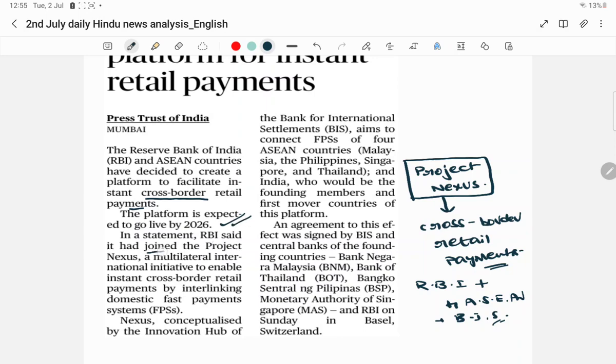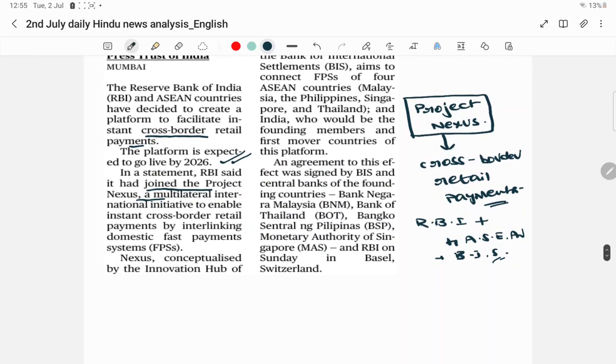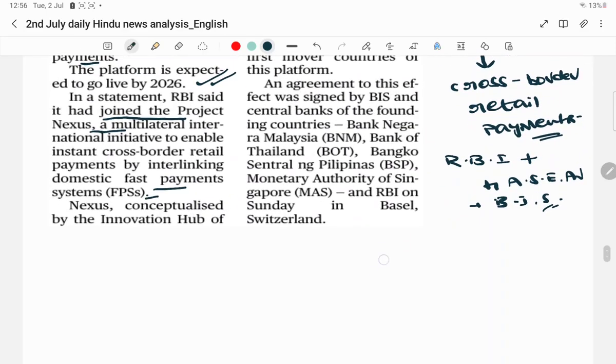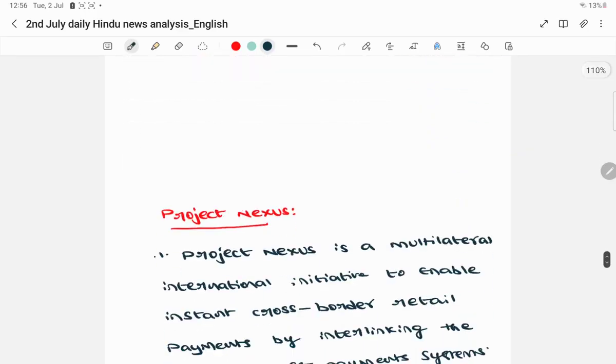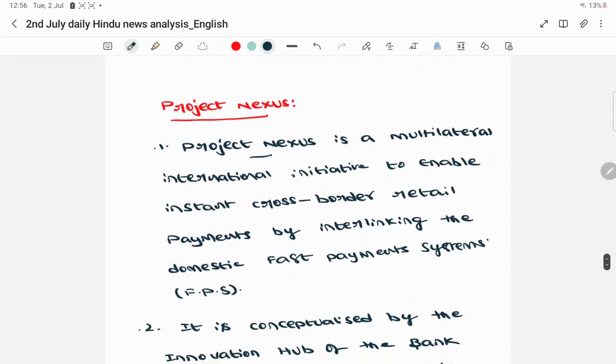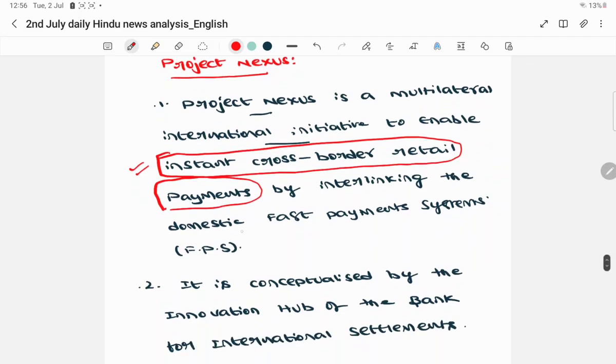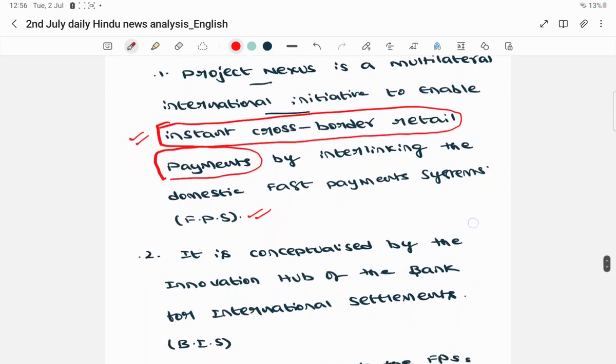In a statement, RBI said that it has joined Project Nexus, which is a multilateral initiative to enable instant cross-border retail payments by interlinking the domestic FPS. Here you can see I have written it point-wise. Project Nexus is a multilateral international initiative to enable instant cross-border retail payments. Friends, the main objective is an instant cross-border retail payment mechanism. In order to set up this facility, Project Nexus is conceptualized by interlinking the domestic FPS, fast payment systems, of all the countries. So they are planning to have an instant cross-border retail payment system under this project known as Project Nexus.